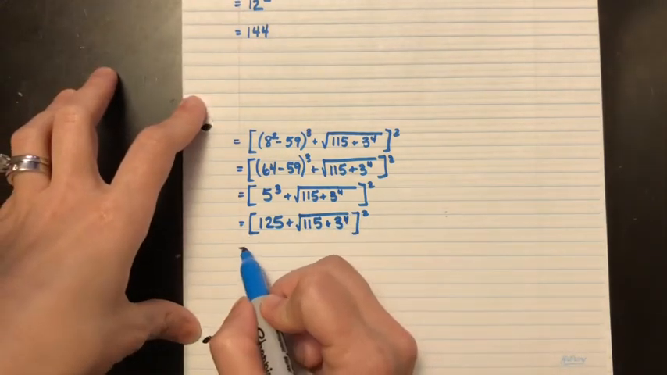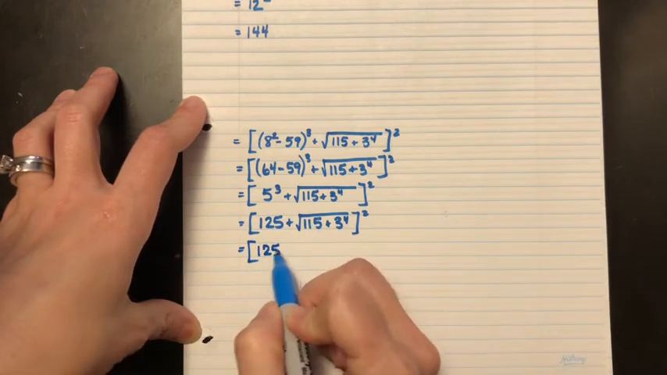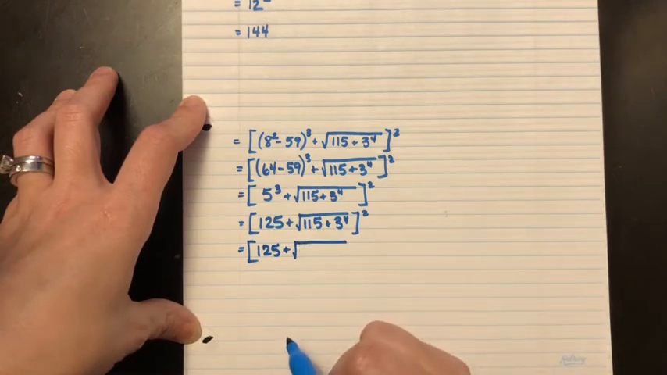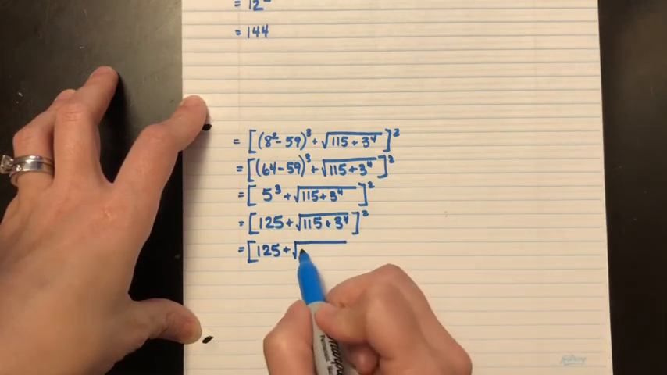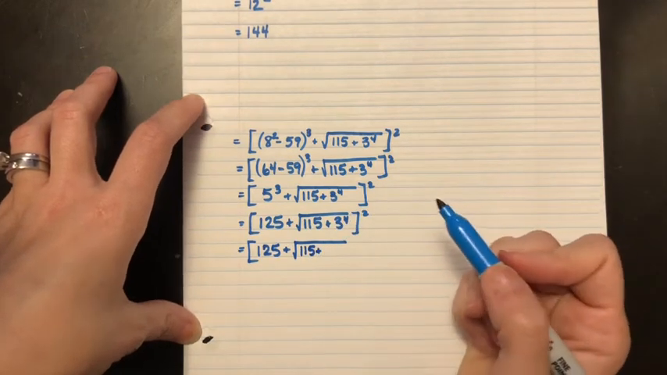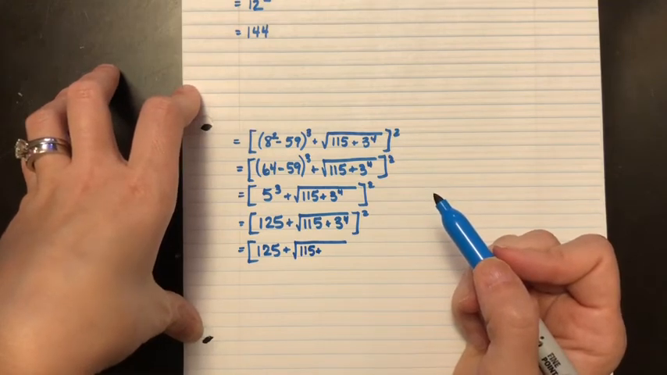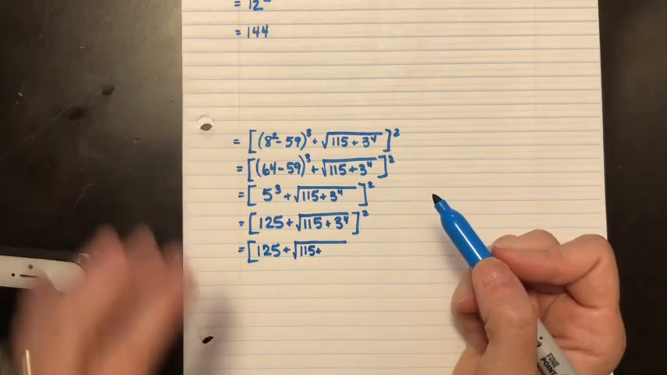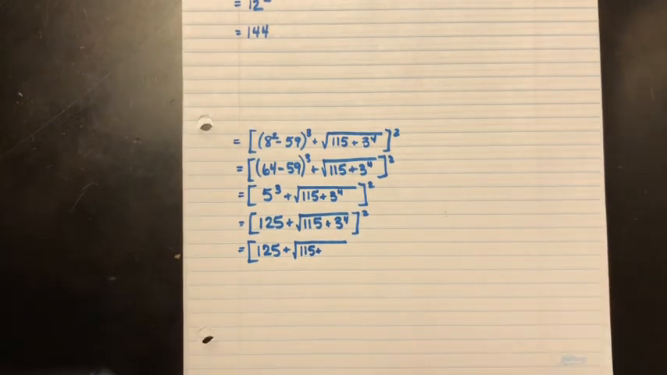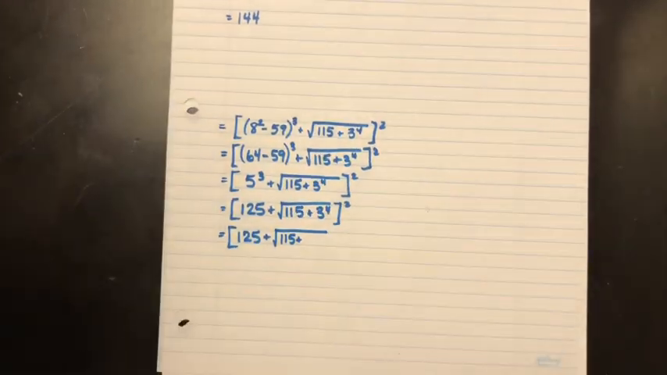Okay, so again, I'm going to open my bracket. I've got my 125 plus, and now I have to do what's underneath the square root sign next. So the 115 plus, I can't deal with that yet. I have to deal with this 3 to the exponent 4, which is 3 multiplied by 3, multiplied by 3, multiplied by 3. Okay, so 3 times 3 is 9. 9 times 3, you know what, let me get out a calculator here. Let me just type in my little code.